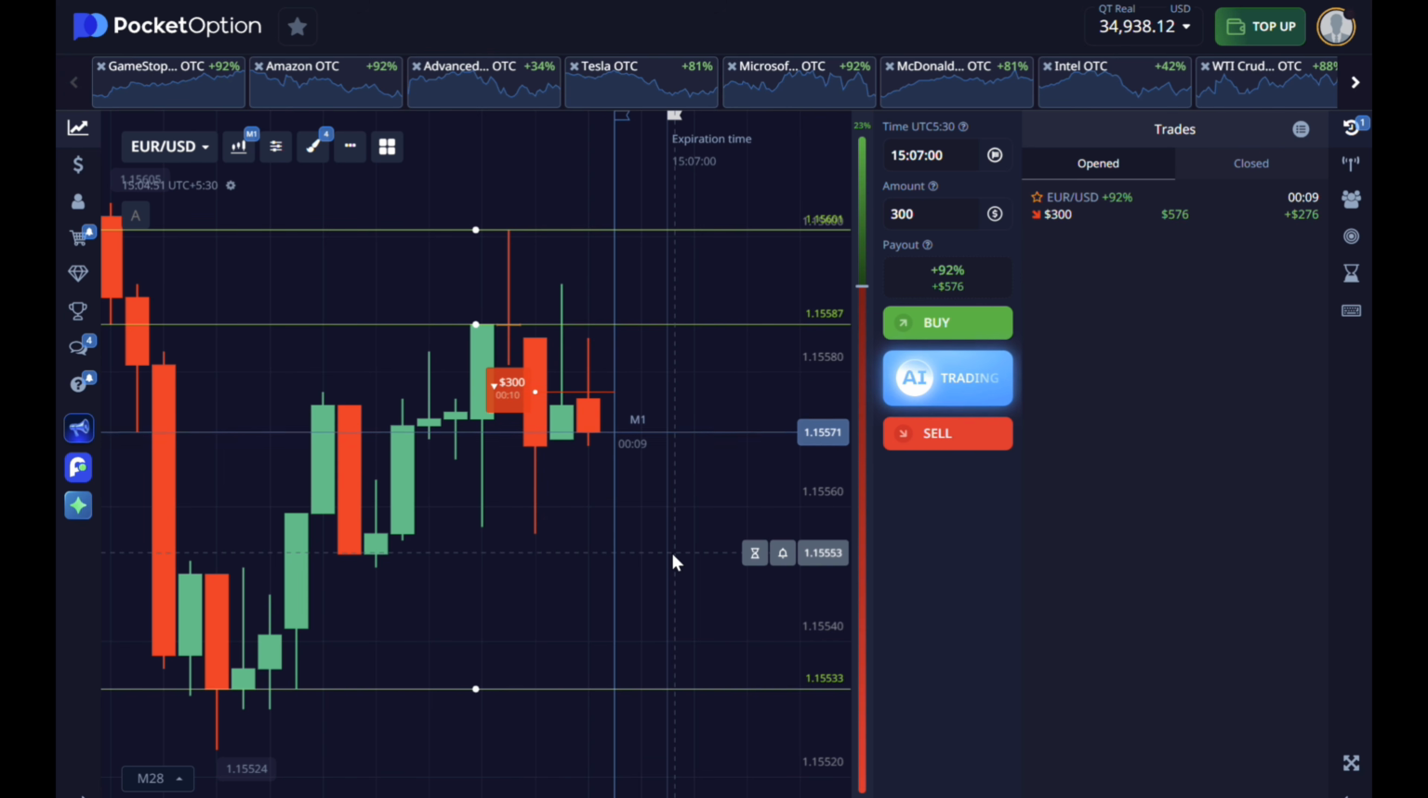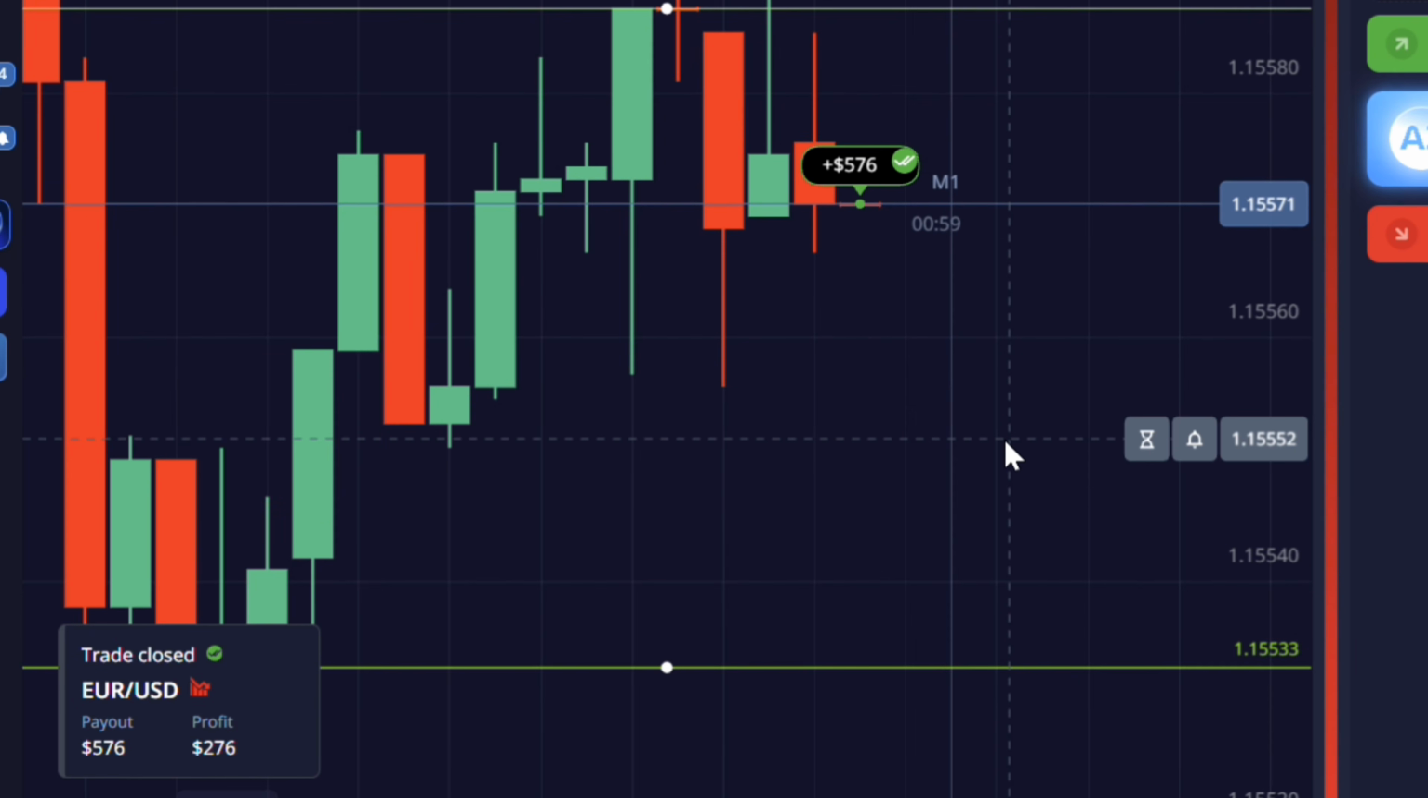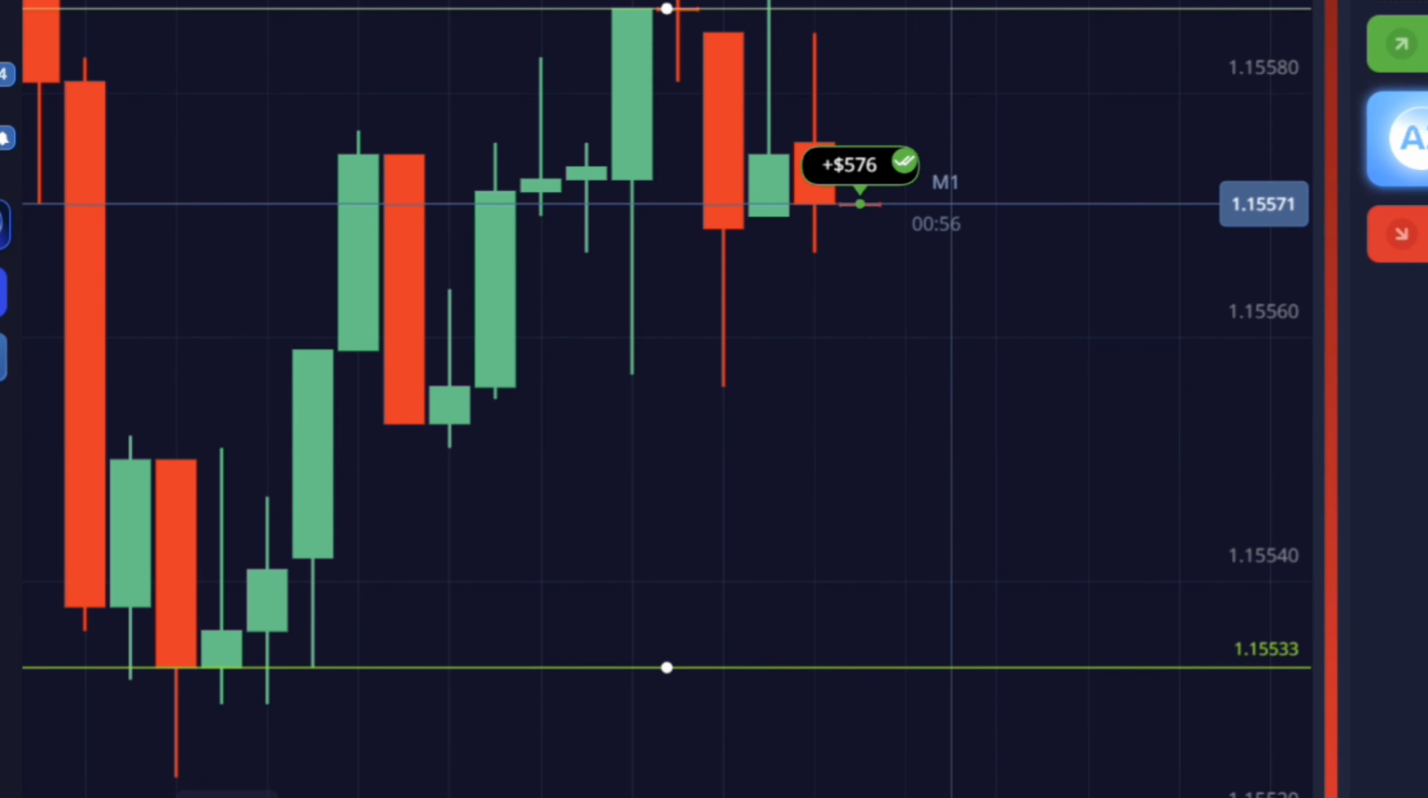For now, I just have to wait here a bit for this candle to close. And the market movement here is staying downward, and it has closed now. So guys, finally, this trade of mine has also been profitable here, okay?